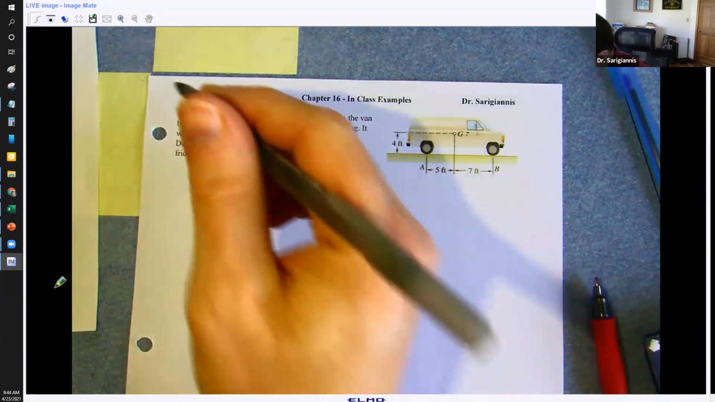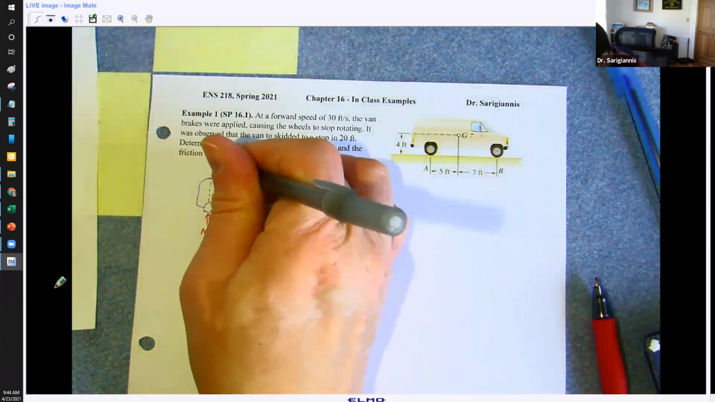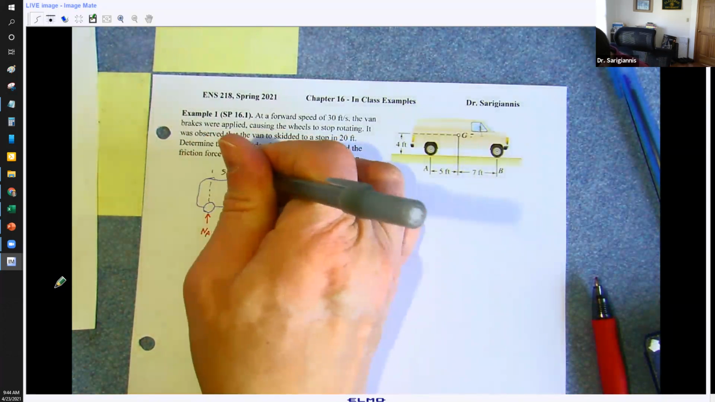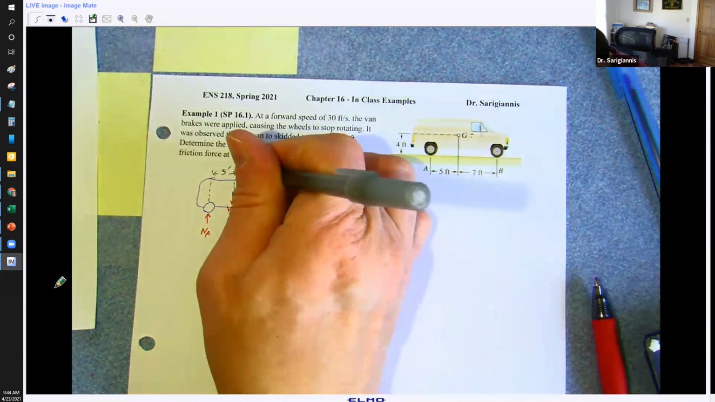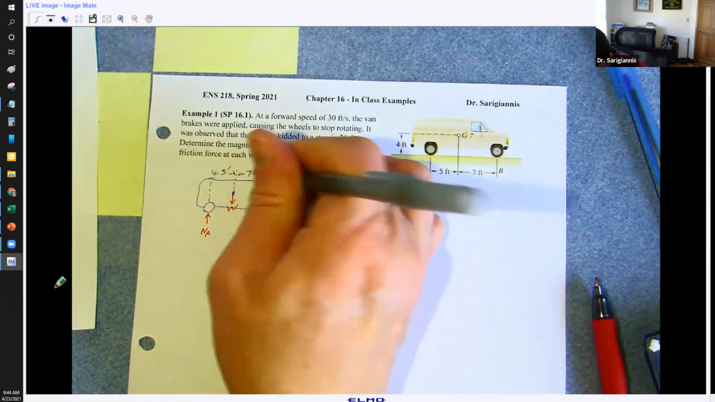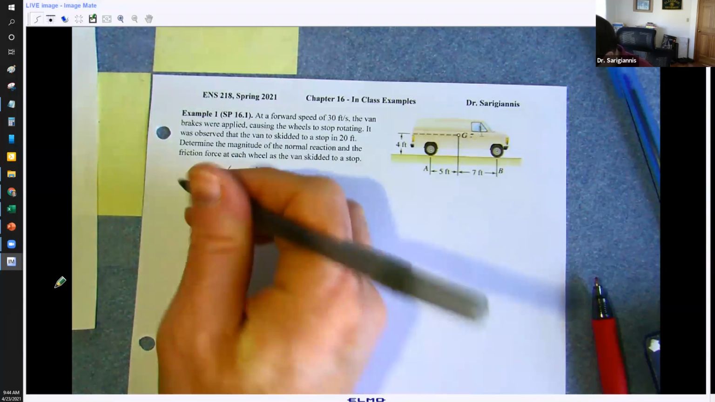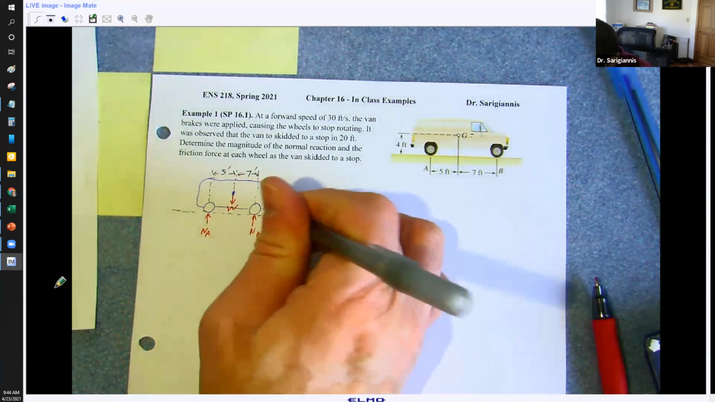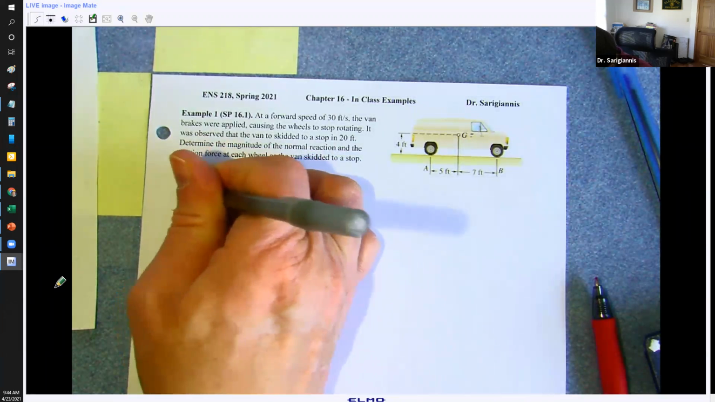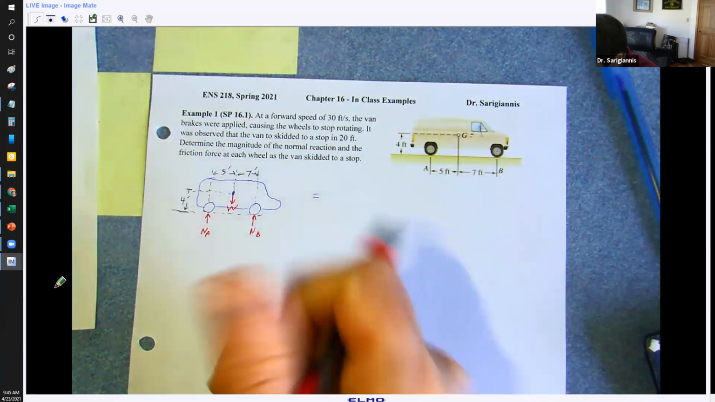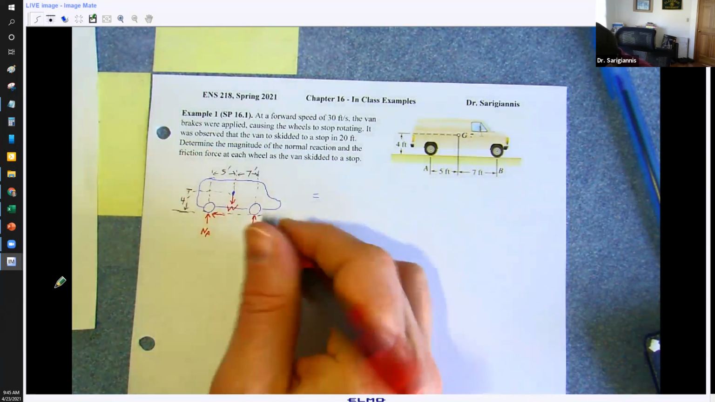Let me put some dimensions in here. This is our 5-foot distance. I'm putting them on the top just to keep them out of the way, and this is 7 feet. And we also had a 4-foot height from the ground. Oh, I need to put the forces of friction in here. That's why I drew my dimensions up here.